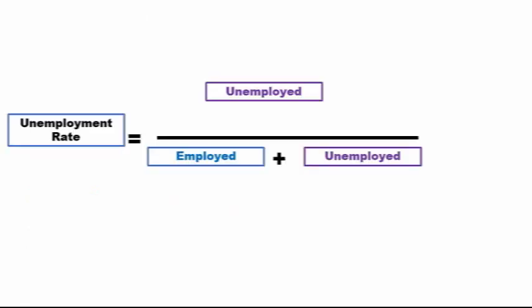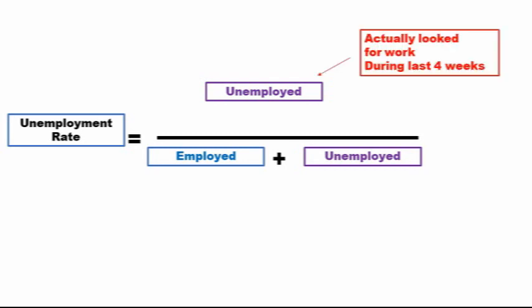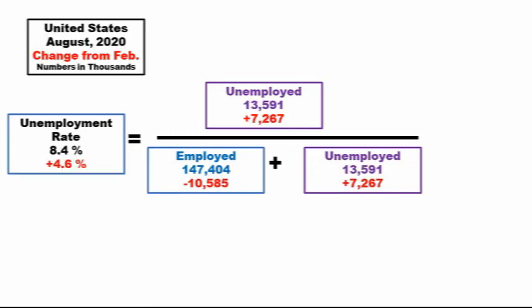The definition of the unemployment rate is the number of unemployed over the number of employed plus the unemployed. The employed plus the unemployed is the labor force, the people who have a job and the people who are looking for a job. Unemployed are the number of people who have actually looked for work during the last 4 weeks. Those that did not look for work during the last 4 weeks are classified as being not in the labor force. Let's look at the numbers for August 2020.